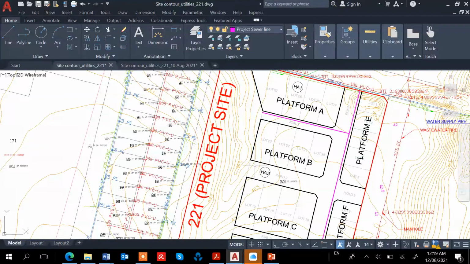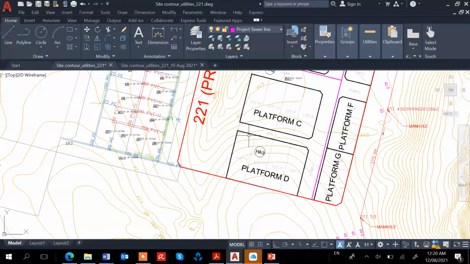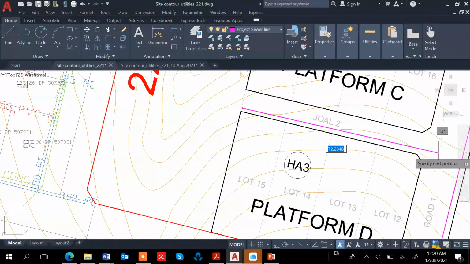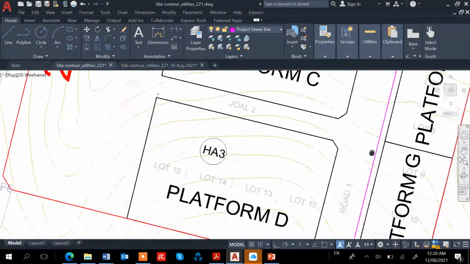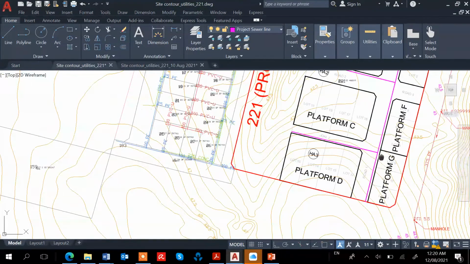then I need to put a line here as well. It will serve the lots in platform B and C. So over here, I go parallel to the rods. Just do a near. Okay, and then I need to have another sewer line as well. I'll just put a P line, PL, probably this side. Just near. Just parallel to the rod.